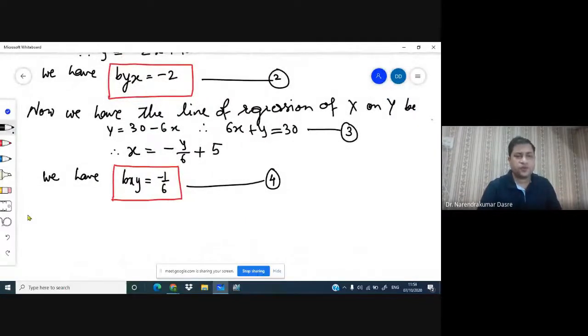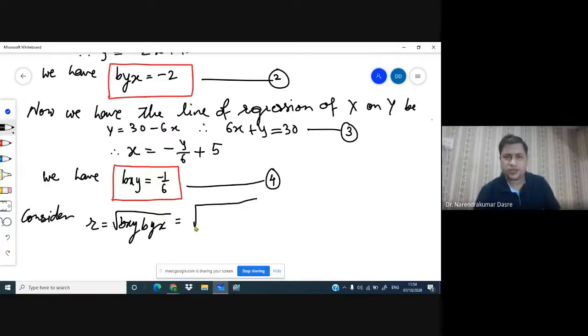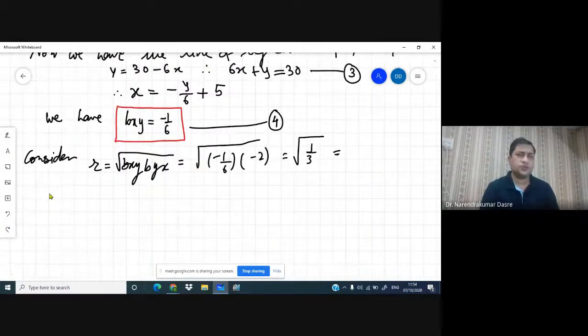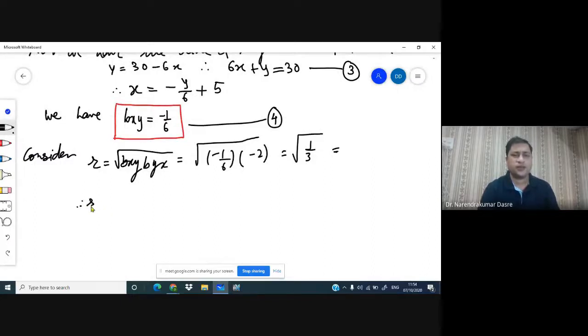So consider, what is r? r is the square root of bxy into byx. So what we get here is the square root of, this is bxy, so minus 1 by 6, and then we have this is minus 2. So minus, minus will become plus, and you'll be having 1 by 3. So give me the value of r that you are able to get. I hope you are able to calculate, and then we got r is equal to, so what is the value of r you are getting here?